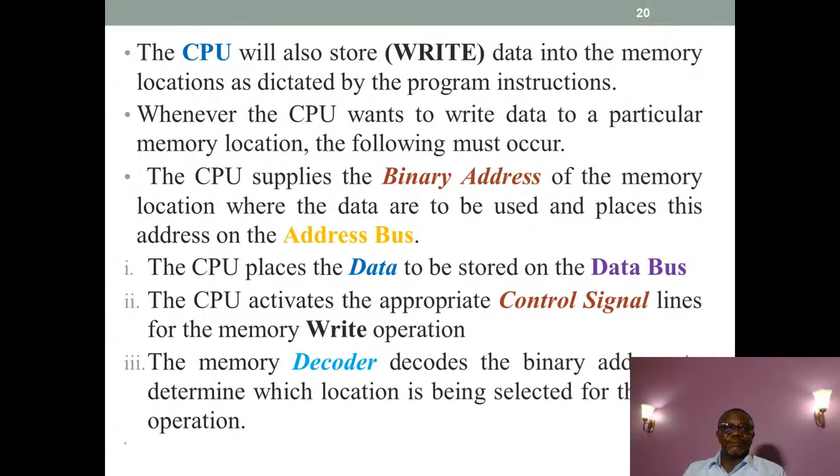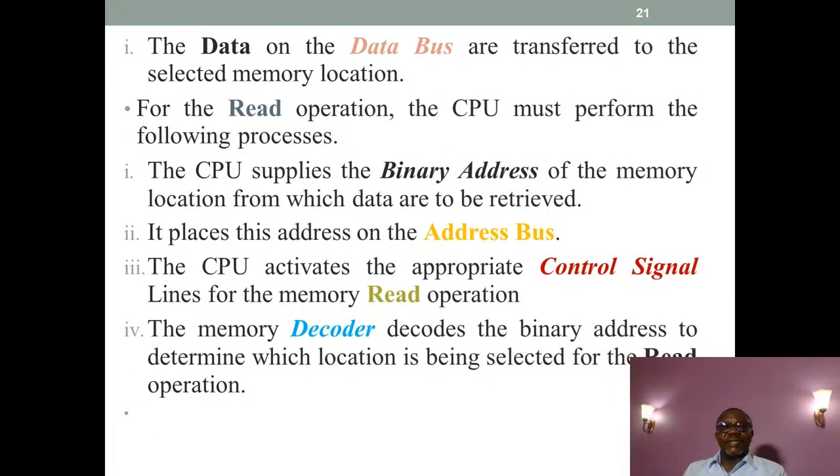1. The CPU supplies the binary address of the memory location where the data are to be used and places this address on the address bus. The CPU places the data to be stored on the data bus. The CPU activates the appropriate control signal lines for the memory write operation. The memory decoder decodes the binary address to determine which location is being selected for the store operation. The data on the data bus are transferred to the selected memory location.